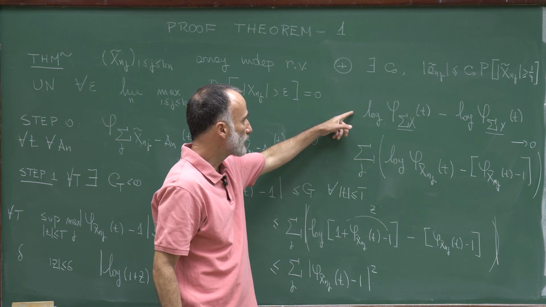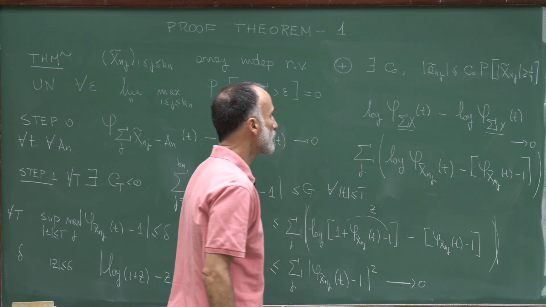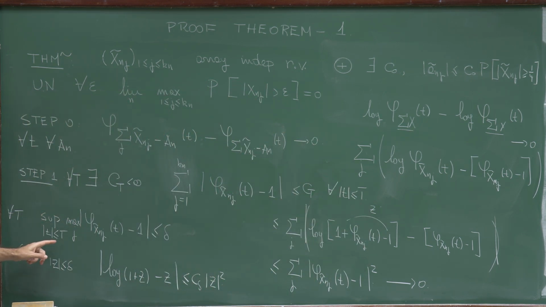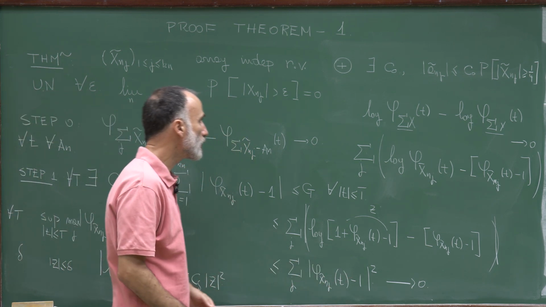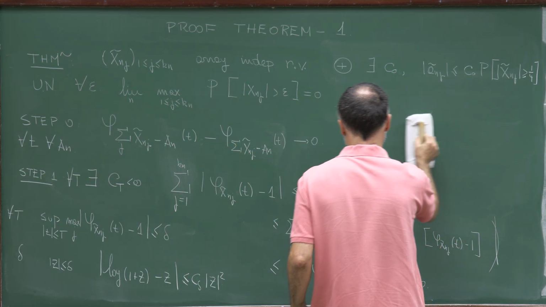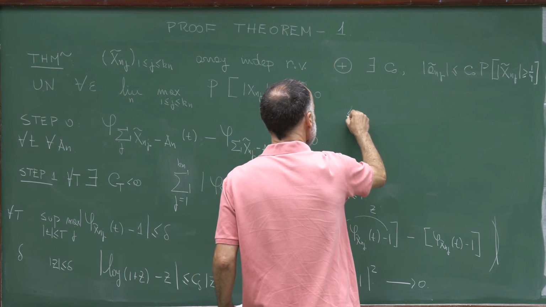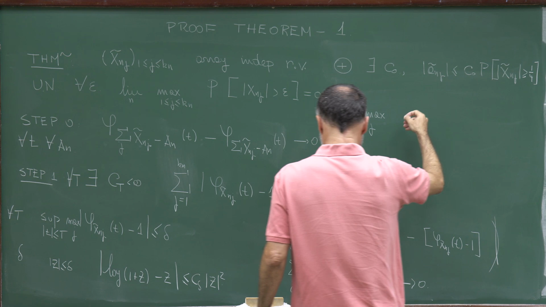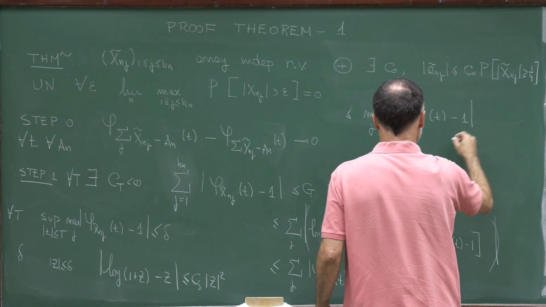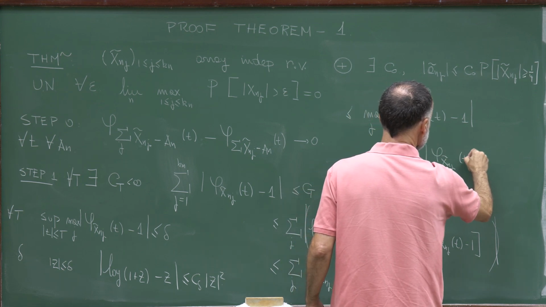So if I want to prove that this difference goes to 0, it's enough to prove that this difference goes to 0. So if I want to prove that it goes to 0 uniformly in compact intervals, it's enough to prove that this one goes to 0 uniformly in compact intervals. And, well, we have seen how to manipulate such an expression. I will bound this sum of squares by the maximum in j of phi x n j tilde of t minus 1 times the sum in j of phi x n j tilde of t minus 1.